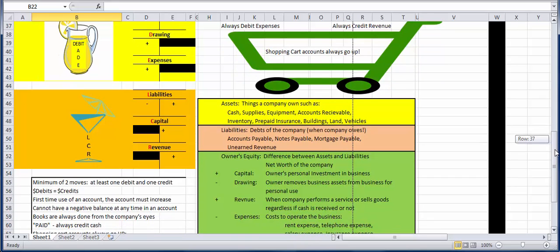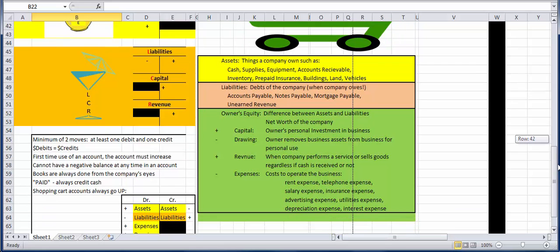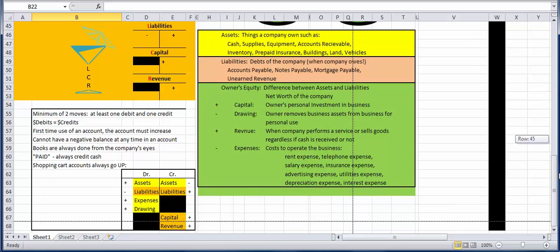Looking underneath my little diagrams of debit side and credit side, you will notice I also have some little tips and tricks just to kind of help you along the way. What I would recommend is that you print out a copy of this document before we start doing the transactions so that you can have these rules right at your fingertips.